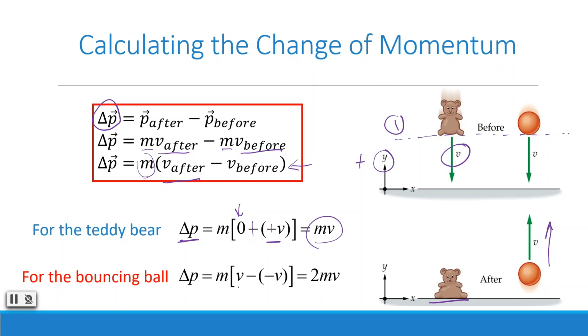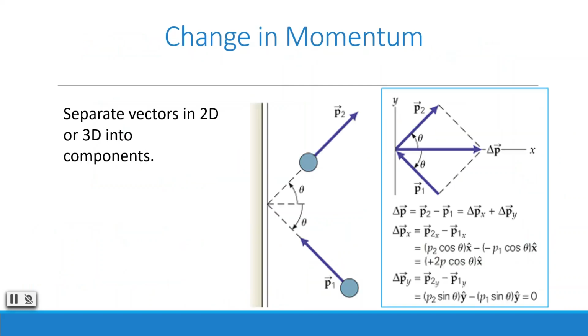For the ball, it actually ends with a positive v, so it ends going up, and then when you subtract the starting velocity, it also has that negative velocity at the start. So those negatives cancel, and we end up with m times v plus v, which is the same thing as 2v. So you end up with 2mv. Whenever an object rebounds and goes in the opposite direction that it did before, that is always going to be a very large change in momentum.